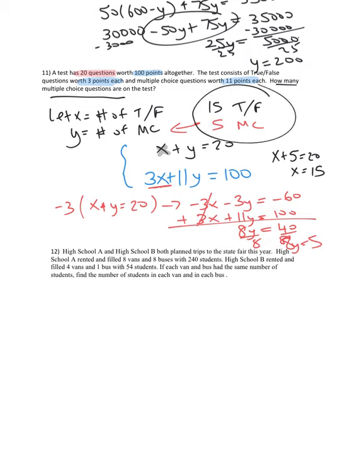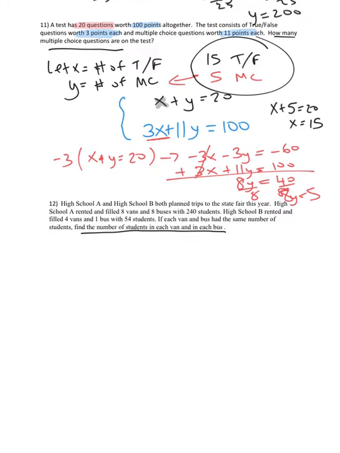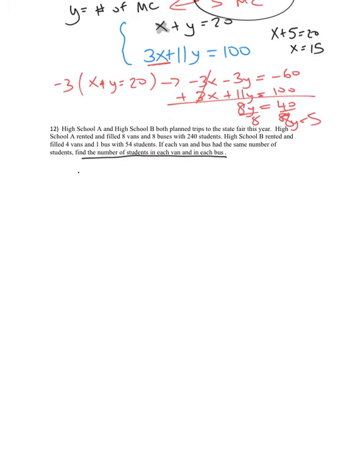Okay, and the last one: high school A and high school B are both taking vans and buses. High school A has 8 vans and 8 buses with 240 students, and high school B has 4 vans and 1 bus with 54 students. It says find the number of students in each van and each bus. Those are your let statements. So let x equal the number of students in each van, and let y equal the number of students in each bus.